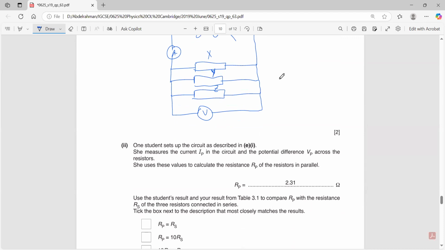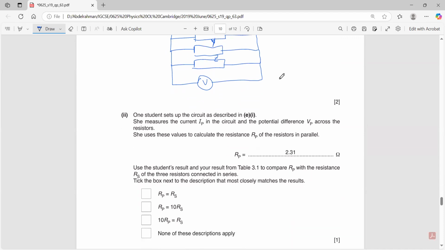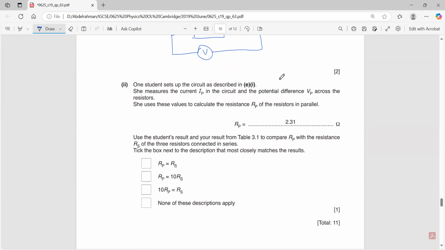Soon sets up the circuit as described. She measures the current IP in the circuit and the potential difference VP. She uses these values to calculate the resistance RP of the resistors in parallel. RP was 2.3. She found the total resistance of these three resistors in parallel. Use the student's result and your result from table 3.1 to compare RP with the resistance RS of them in series.